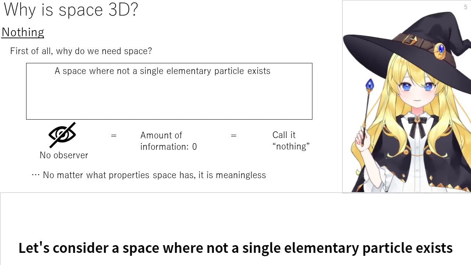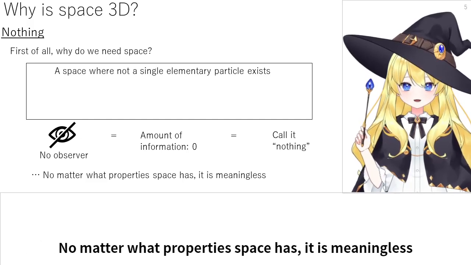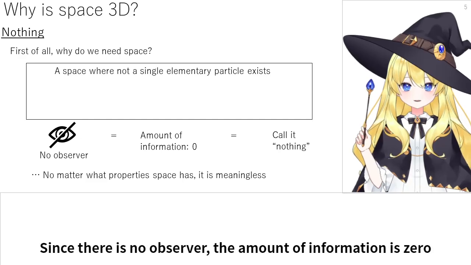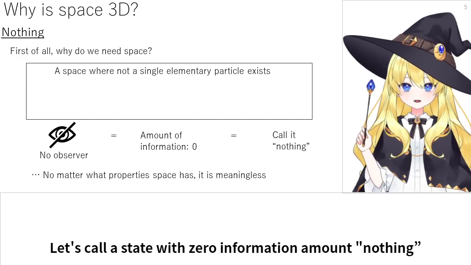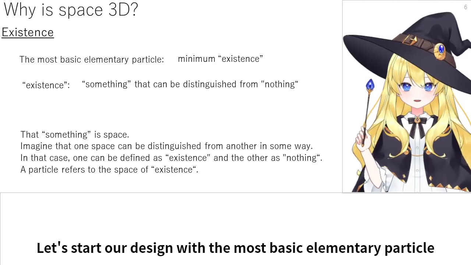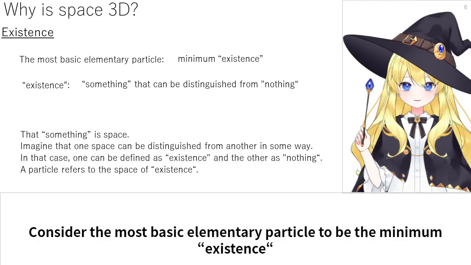Let's consider a space where not a single elementary particle exists. No matter what properties space has, it is meaningless. Since there is no observer, the amount of information is zero. Let's call a state with zero information amount, nothing. Let's start our design with the most basic elementary particle. Consider the most basic elementary particle to be the minimum existence.